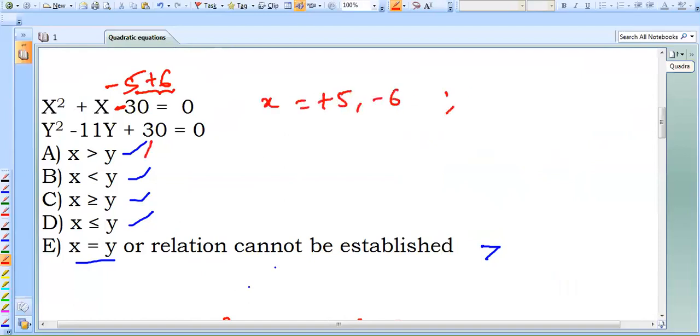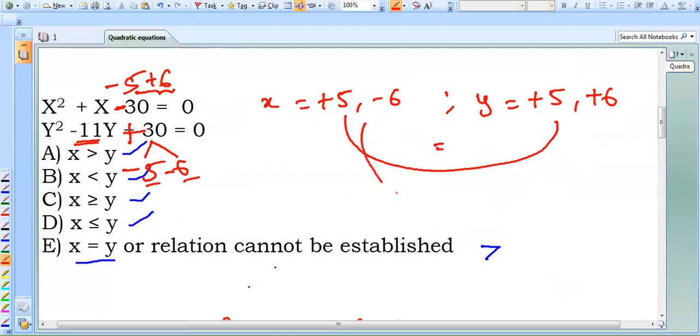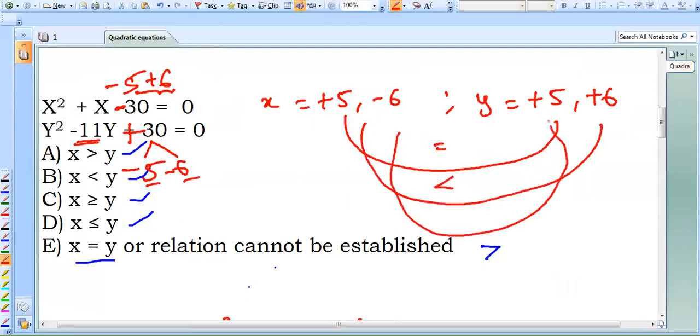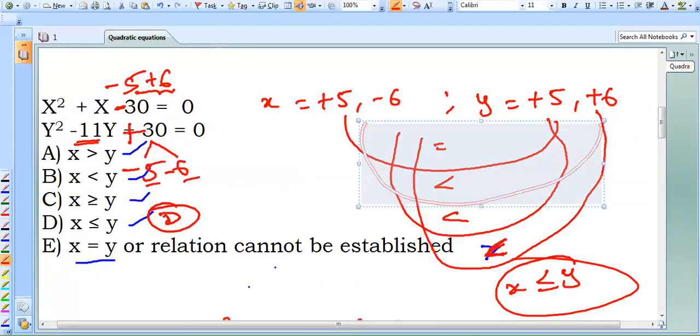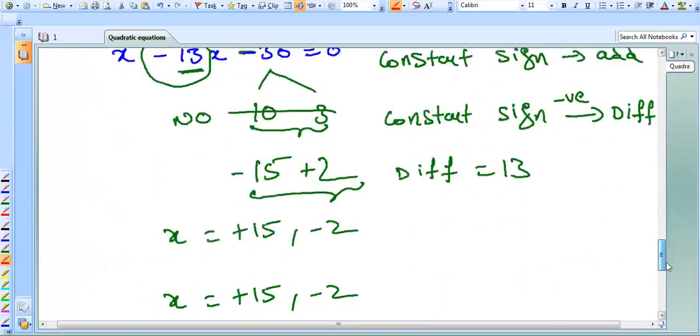Now come to y value. This is 5 6s are 30. By adding it, you have to get 11. Sir, why are you adding it? Because constant sign is plus. So minus 5 minus 6 is the value. Then only you will get minus 11. Then y value is what? Plus 5 plus 6. So here 5 equal, and 6 less than minus 6, so less. Then answer is x less than or equal to y. Then which option? D is the option. I hope this is clear, friends.